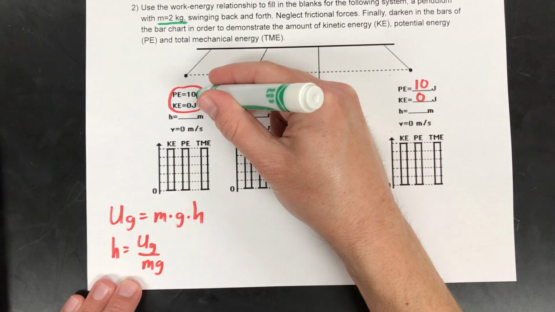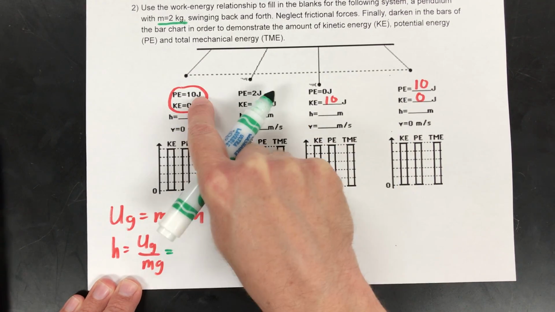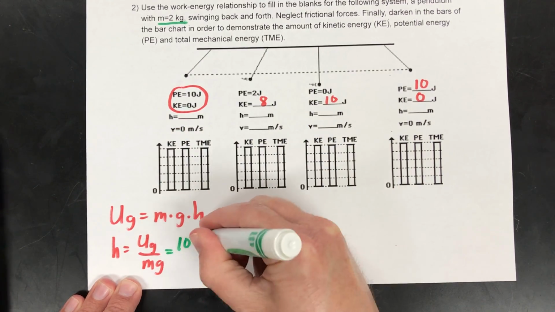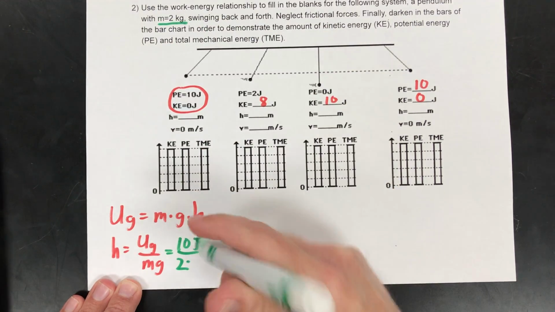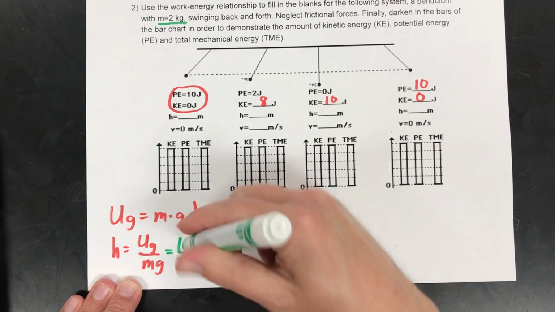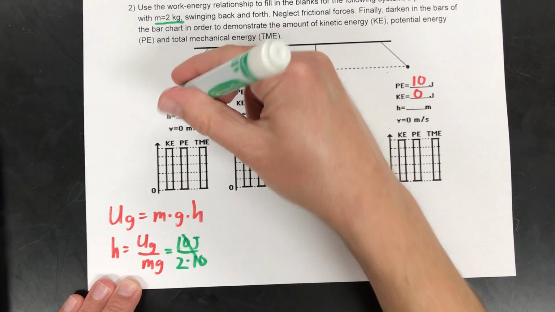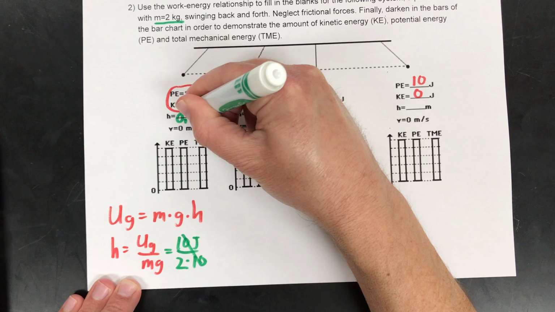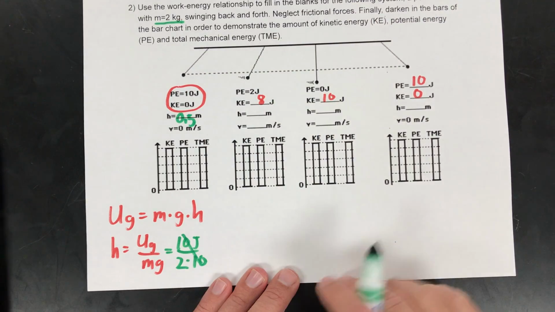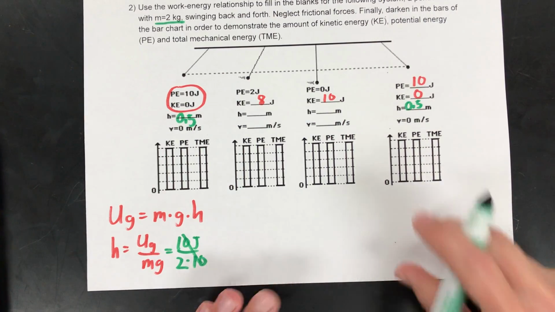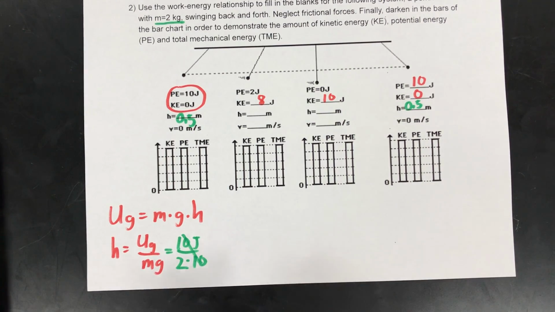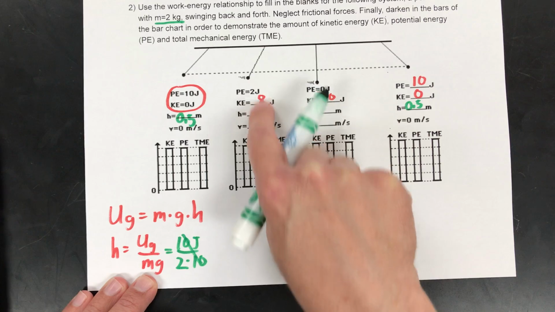So we can plug that in for this one. To find the height here, we have 10 joules of potential energy. The mass is 2 kilograms from up here, and gravity is 10. So these 10s will cancel, and you get a half, or 0.5 meters. By the way, we've already said this is the same amount of potential energy here, so this must also be 0.5 meters.